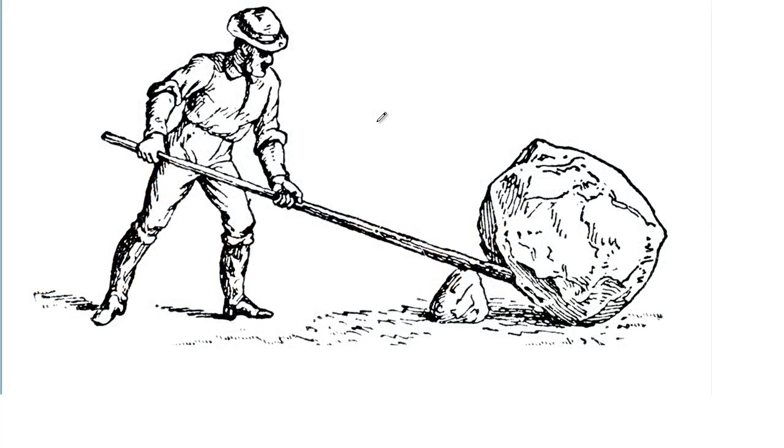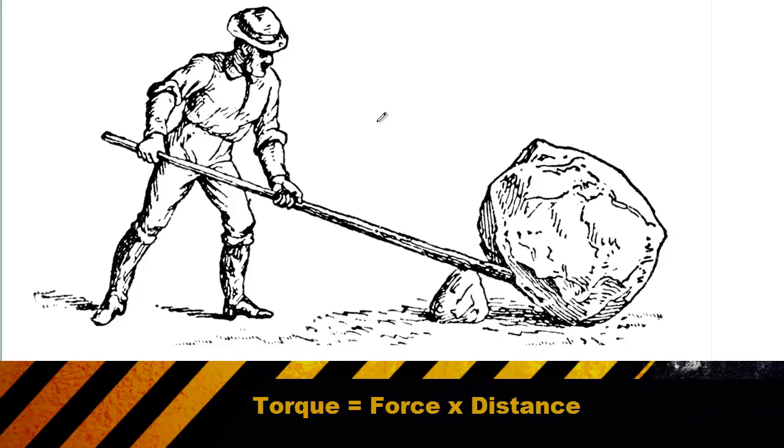Torque is simply the tendency of a force to rotate an object about an axis point, usually called the fulcrum. In this picture, the fulcrum is the rock, and the man is using his hands to exert a force on the rod. To calculate the torque, we simply need to know the force that's being exerted and the distance from the force to the fulcrum. And that's your equation. Torque is simply equal to the force times the distance to the fulcrum.